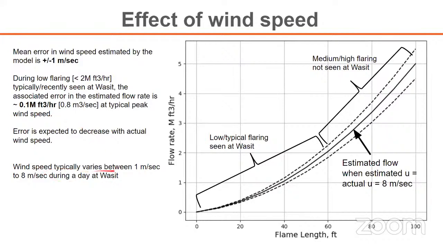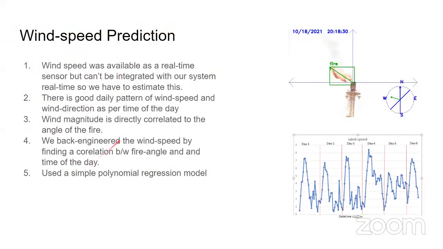And our wind speed prediction model was giving accuracy of plus minus 1 meter per second, while the range of the wind at the site was 1 to 8 meters per second during the time of the day, which is fairly good from the feasibility of the project. It was good, because otherwise we would have halted at the initial phase.